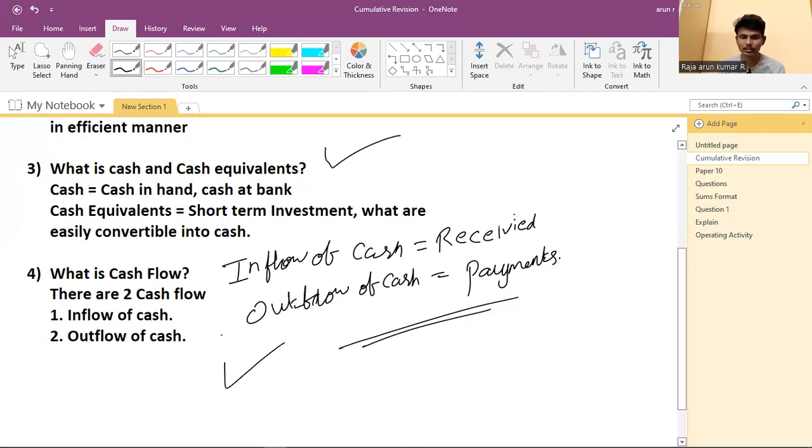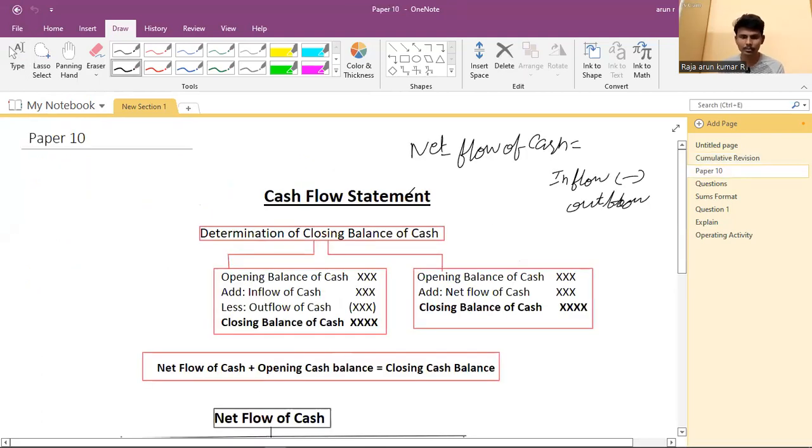Also we covered that cash flow is the inflow and outflow. Cash and cash equivalents include cash in hand, cash at bank, and cash equivalents, which are short-term investments that are easily convertible into cash. We saw these also. Then we come to the cash flow statement.